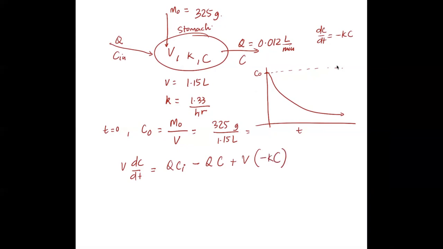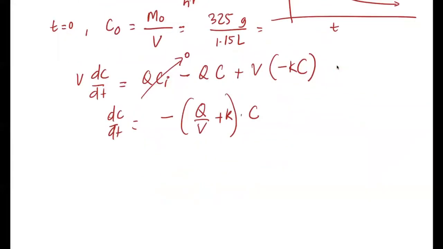Okay, so again, what's coming into the system? There is no food coming in, so we can write this term as zero. So now this is the only equation that you have remaining. If you divide V from both sides, dC by dt will be minus Q by V plus k times C. So now you have to integrate it. I'm going to bring all the things to this side, so dC by C will be minus Q by V plus k times dt. Okay, I just rearranged the equation.